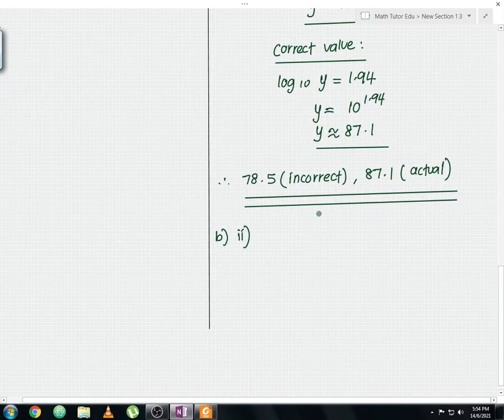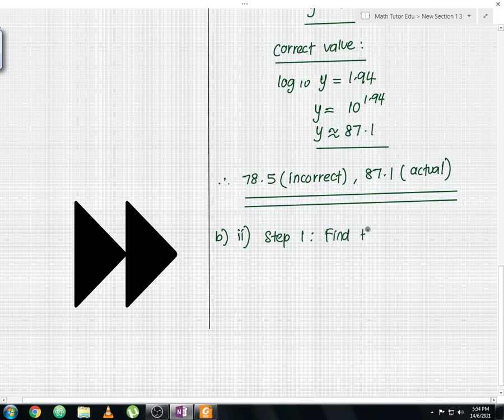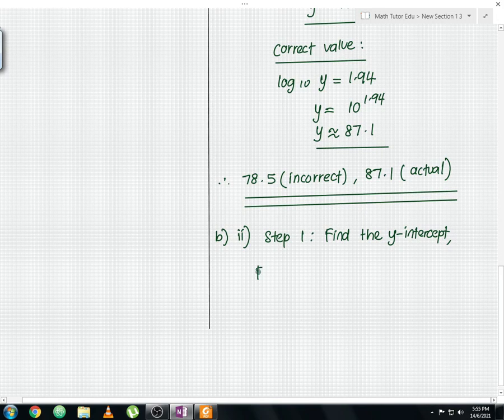So from here, let me write the working. Step 1, find the y-intercept. So from the graph, y-intercept is equals to 2.18. Okay, this 2.18 we obtain directly from the graph.